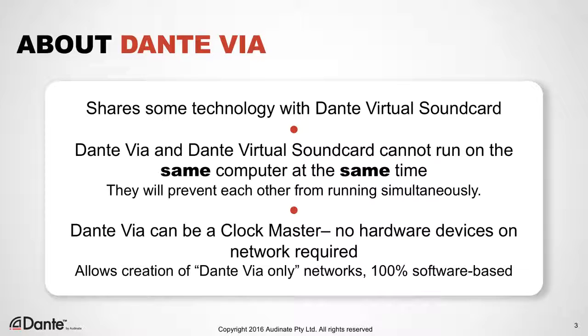Dante Via can act as a clock master, and so, unlike Dante Virtual Sound Card, it does not require a Dante hardware device on the network in order to function. This permits the creation of a Dante Via only network comprised of only computers and software. Dante Via may be used to provide a master clock to Dante Virtual Sound Card when running on a different computer on the same network.